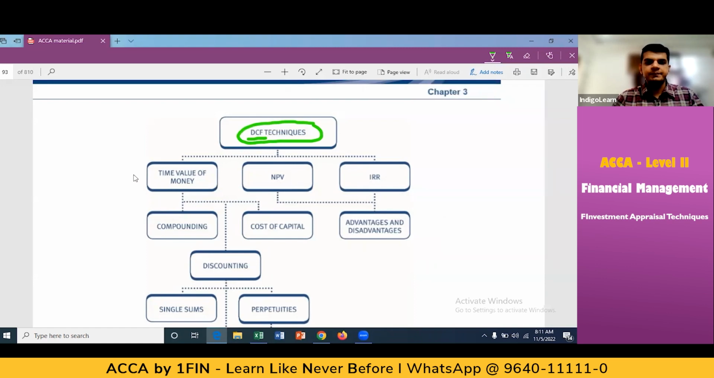How to do it? By first evaluating the time value of money. That is, money received today is much better than money received after 1 year or after some time. First, because of inflation, because inflation is increasing. So the things that you can purchase right now with, suppose, rupees 100, are more than what you could purchase after 1 year.